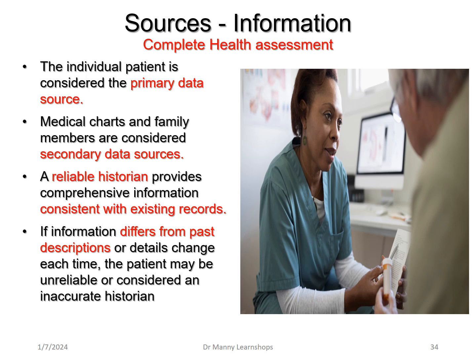So what are some of the sources of information that we can acquire? Now, primary data, primary is the patient. Secondary sources of data can be the patient's family, medical charts, friends, and they may not be quite as reliable, but they are still sources of data. Remember, sources of data require a reliable historian, which means they provide effective, reliable information.